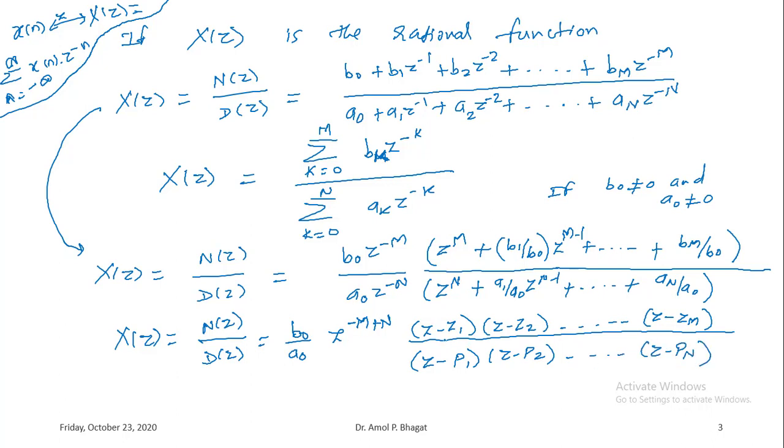From this X(z) we can say that if I substitute z equal to z1, this factor will be 0, so everything will be 0, because z1 minus z1 is 0. If I substitute z equal to z2, it will be z2 minus z2, so it will be 0, and everything will be 0.